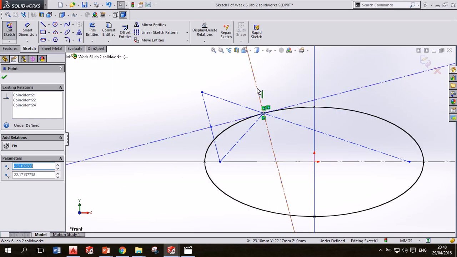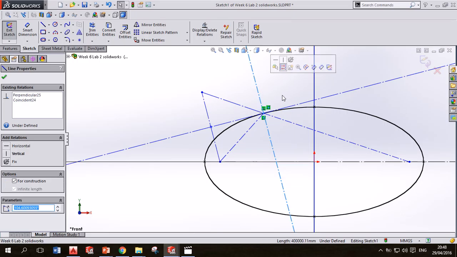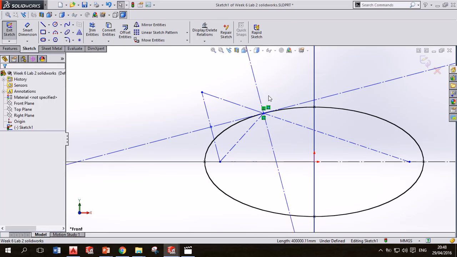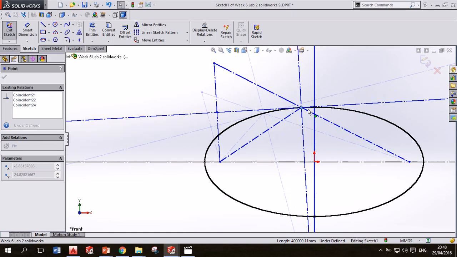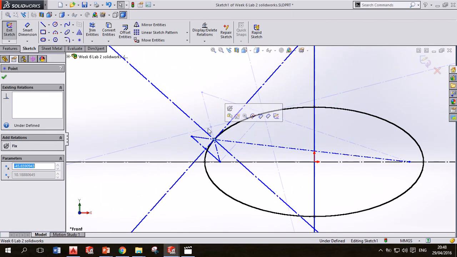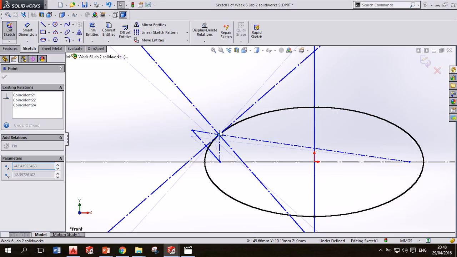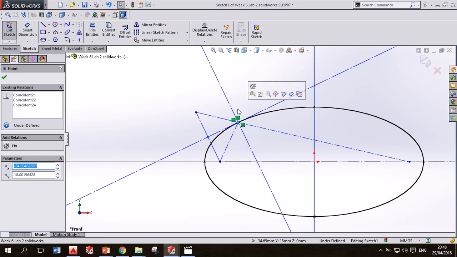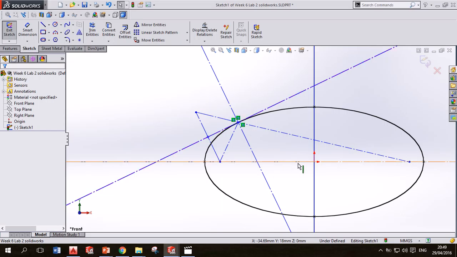So the next thing is this line here, and this is called our normal. And the normal is always 90 degrees to our tangent. So we can see that this line here and this line here are 90 degrees, and no matter where I move this around the ellipse, we can see that it's still 90 degrees. And this will apply no matter what point in the ellipse we have, or whereabouts the tangent is in the ellipse.